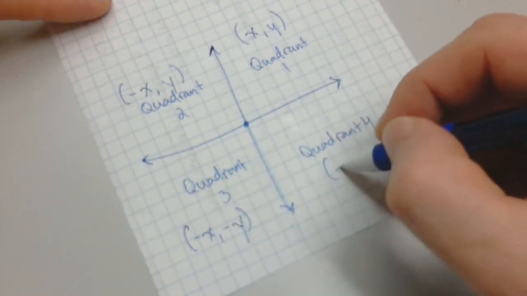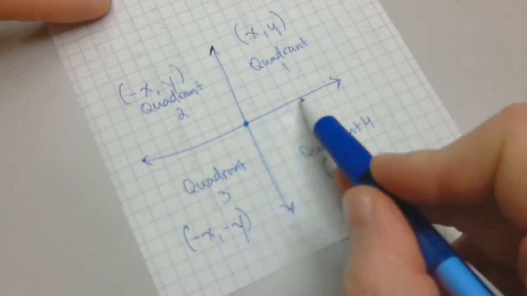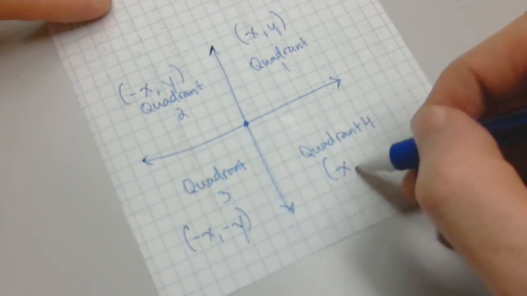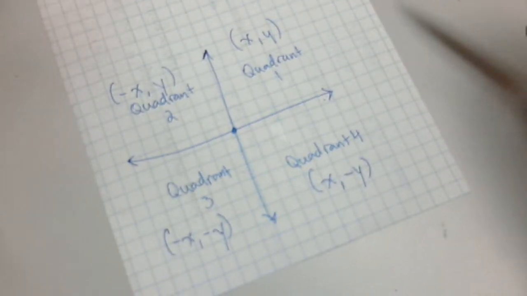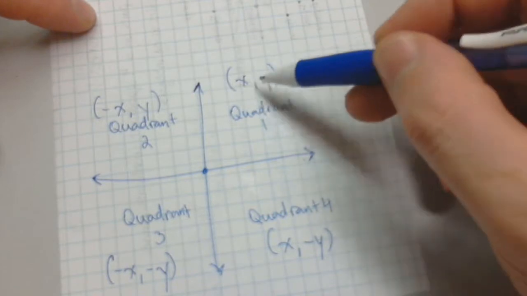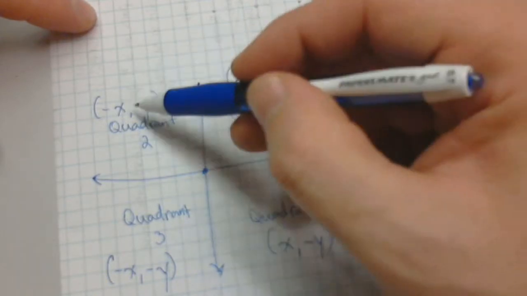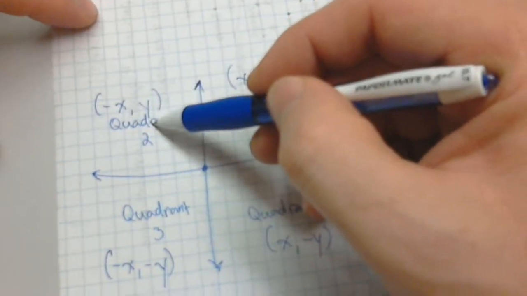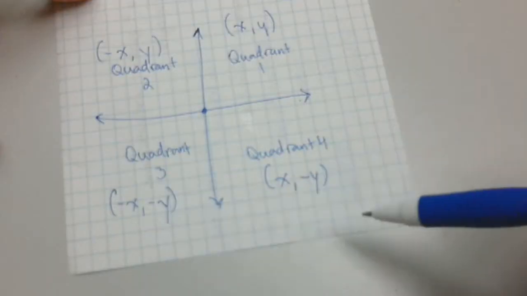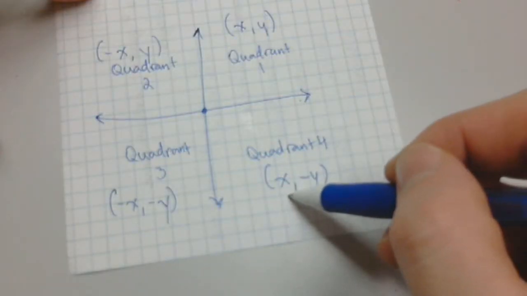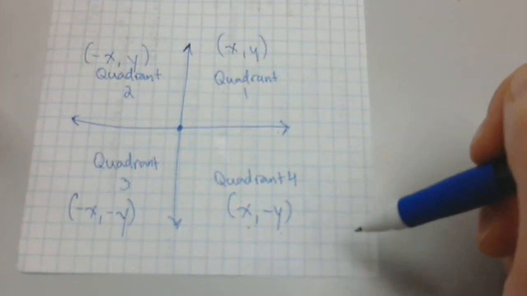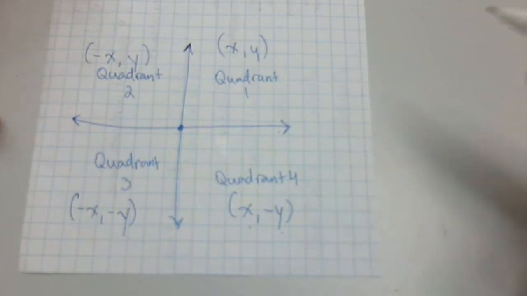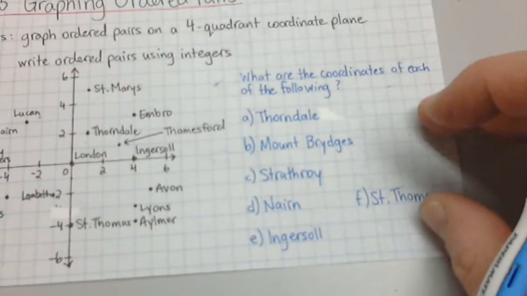And then in quadrant 4, x is going to become positive because we're still starting by going to the right. And then because we're going down, it's a negative y. So the second number is negative. Okay? So in quadrant 1, first number is positive, second number is positive. In quadrant 2, first number is negative, second number is positive. In quadrant 3, both numbers are negative. And in quadrant 4, first number is positive, second number is negative. Okay? So if you're ever wondering what quadrant you're supposed to be in, that should tell you what quadrant you should be in. Okay? So, back to this stuff.